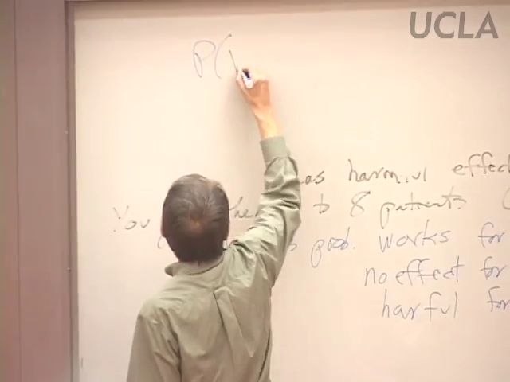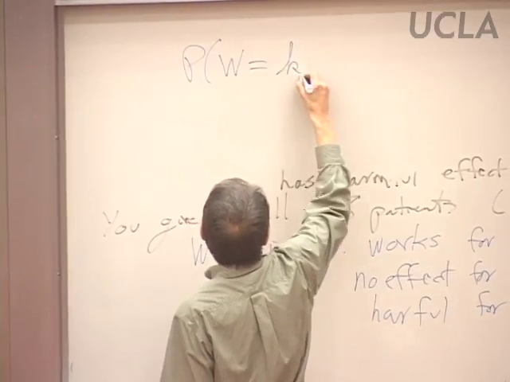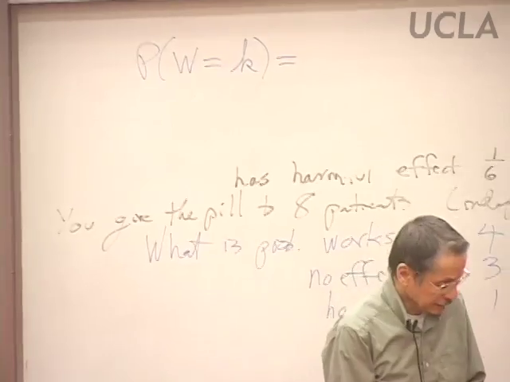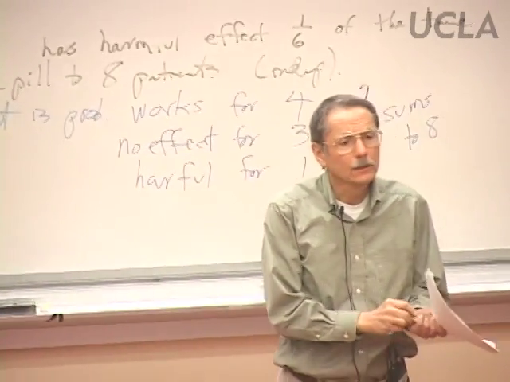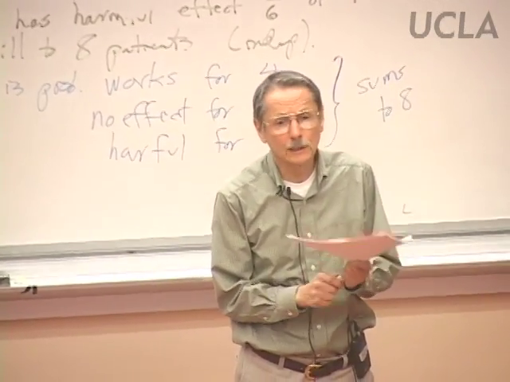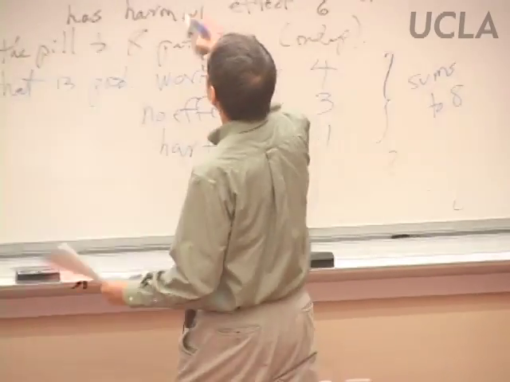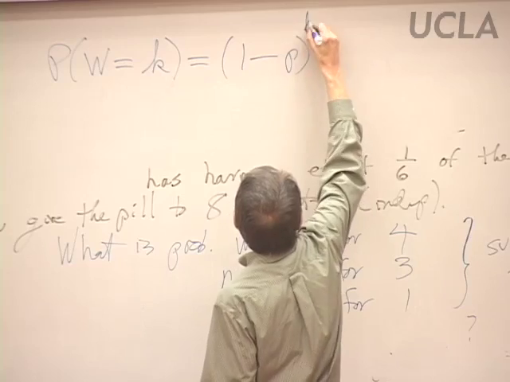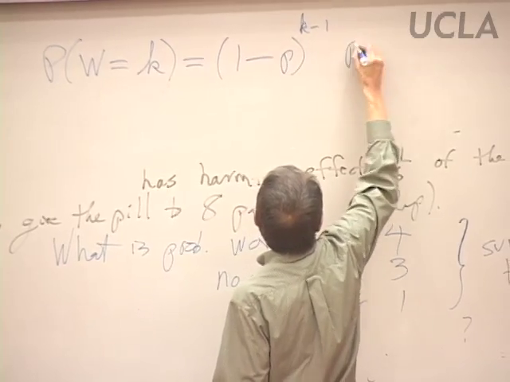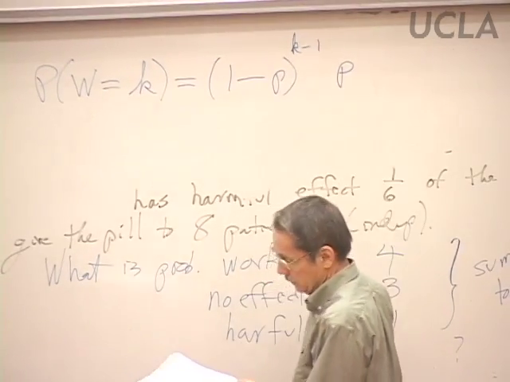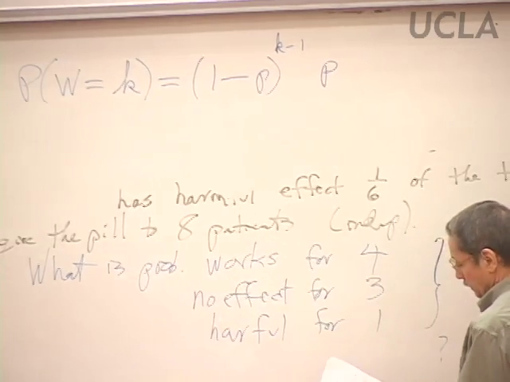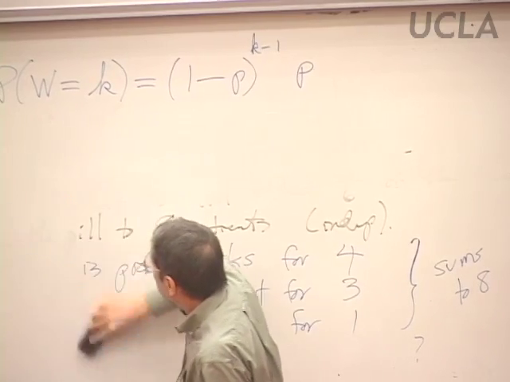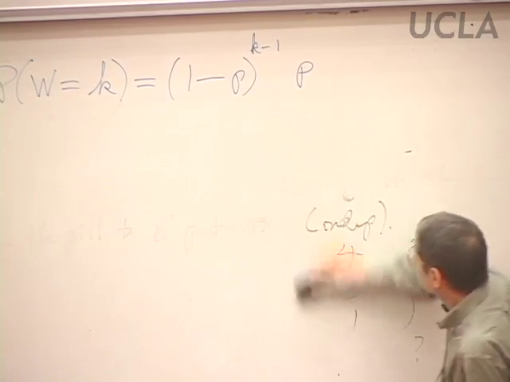The probability that W equals k, that our first success is on the kth trial. So the first k minus 1 trials all failed, so (1 minus p) to the k minus 1 power, and then a success. So this formula gives us the probability mass function for the waiting time.